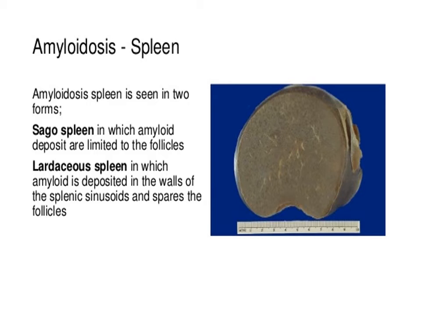Amyloidosis. Amyloid can be deposited in the spleen. In the spleen, it has two forms. It can present as sago spleen, in which amyloid deposits are limited to the follicles, and lardaceous spleen, in which amyloid is deposited in the walls of splenic sinusoids and spares the follicles.